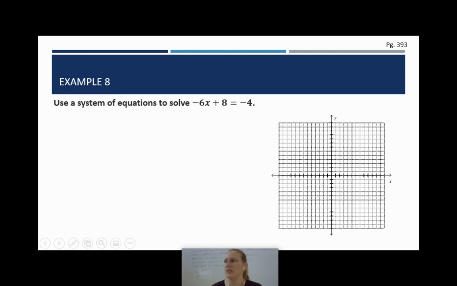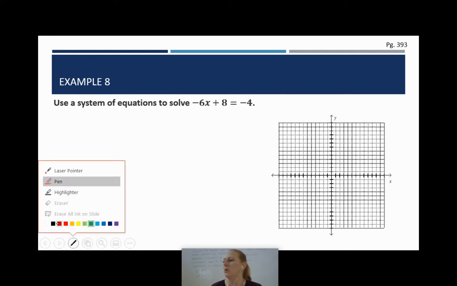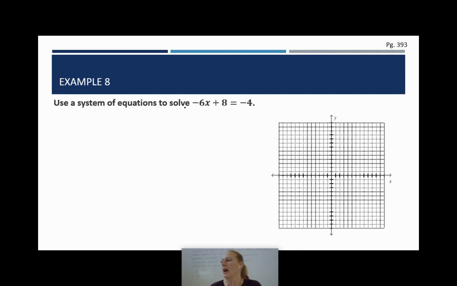And here's how this is going to work. I'm going to set each side equal to y. So I'm going to use the equal sign almost like a split there. So I'm going to say y equals negative 6x plus 8. And then I'm going to say y equals negative 4. Do you see how we did that? How we took our one equation and turned it into 2. And again, I realize you could totally just solve this, but I want to show you this trick because it's cool.